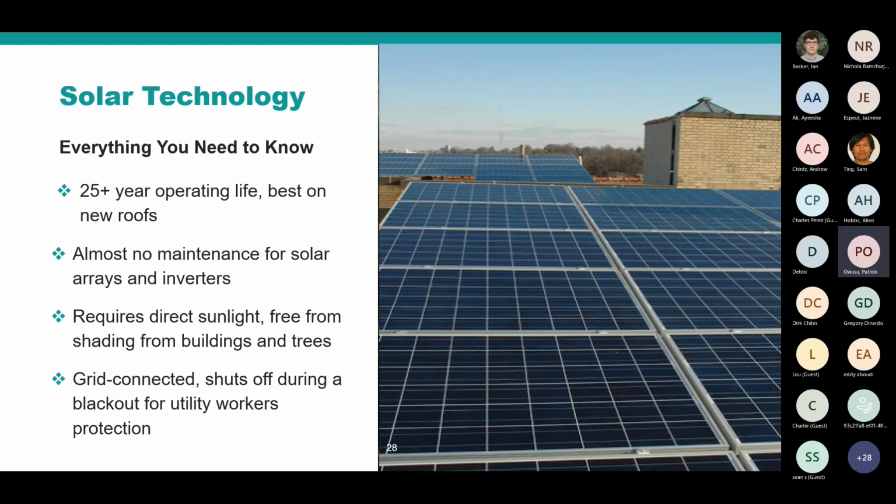And with this, since it's just taking in sunlight energy and there's not a lot of mechanisms that go into harvesting that energy, there's very little maintenance that needs to go into a solar installation itself. And the inverters are just converting the electricity from DC, direct current, to AC, alternating current, which is what we use for everyday energy.